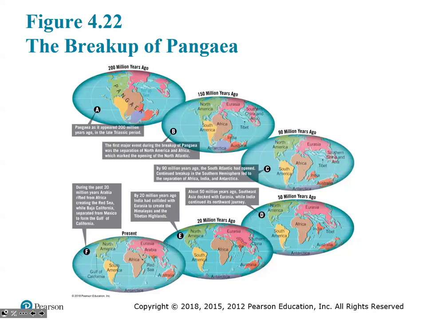About 50 million years ago, Southeast Asia docked up with Eurasia, while India continued its northward journey, and by 20 million years ago, India had collided with Eurasia to create the Himalayas and the Tibetan Highlands. And in the past 20 million years, Arabia has separated from Africa, creating the Red Sea, while Baja California separated from Mexico to form the Gulf of California.